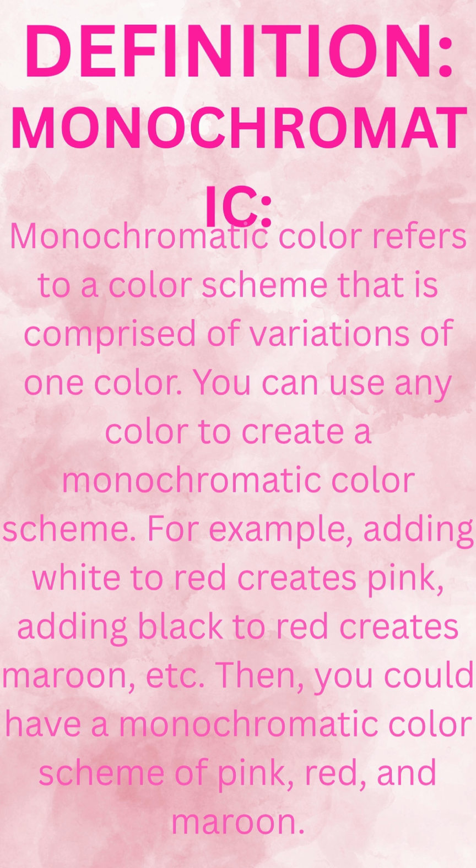Definition. Monochromatic. Monochromatic color refers to a color scheme that is comprised of variations of one color. You can use any color to create a monochromatic color scheme. For example, adding white to red creates pink, adding black to red creates maroon, etc. Then, you could have a monochromatic color scheme of pink, red, and maroon.